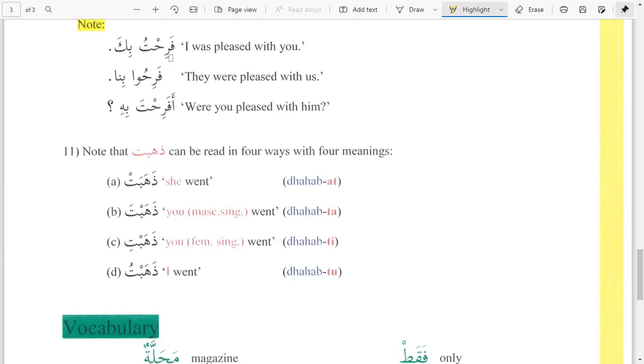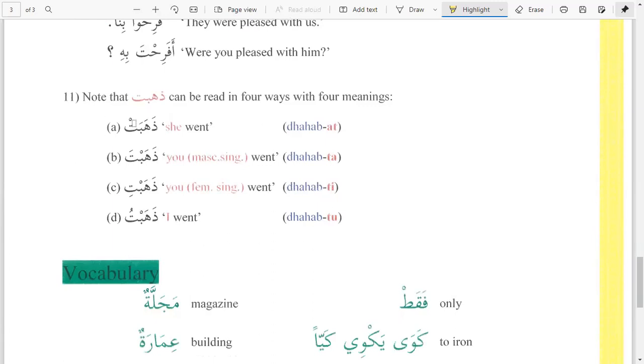Farihtu bika. Farihtu, I was pleased. Bika, with you. I was pleased with you. Farihu bina, they were pleased with us. Bina, with us. Bi, with me. Bika, with you. Bihi, with him. Biha, with her. Bihim, with them. We will make the asnad in the lesson, inshallah. Afarihta bihi, were you pleased with him?